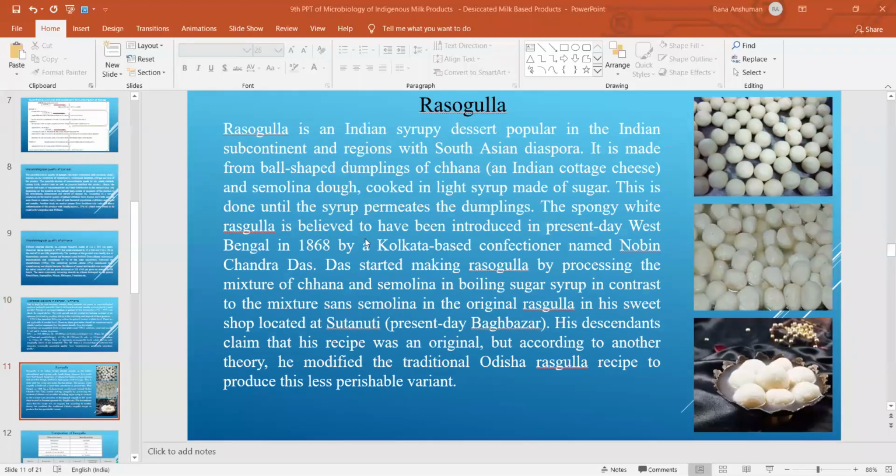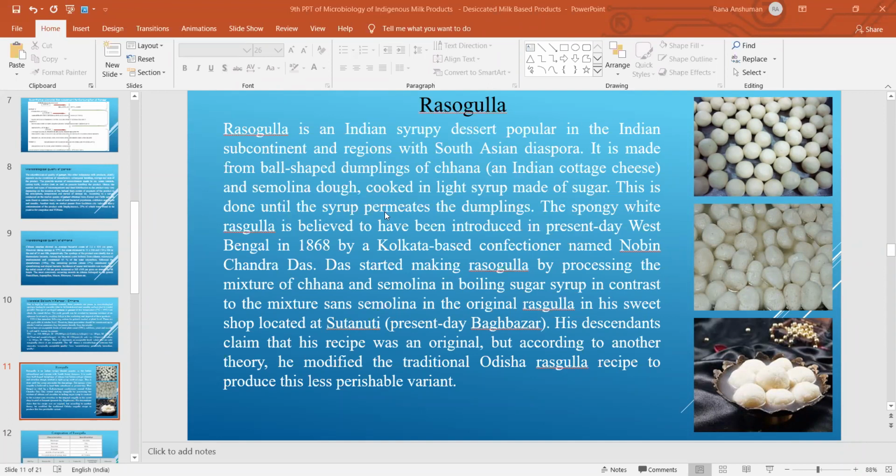Now the next product is Rasagulla. As all of you know that it is an Indian syrupy dessert, and it is very popular in Indian subcontinent and regions with South Asian diaspora, and it is made from ball-shaped dumpling of chana. So first of all, you have to prepare chana, and thereafter you have to give a ball shape to your product. And sometimes people are using some amount of semolina in dough of chana, and thereafter it is cooked in light syrup made up of sugar.